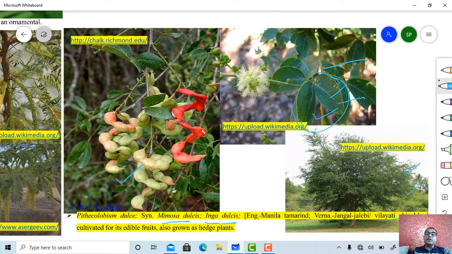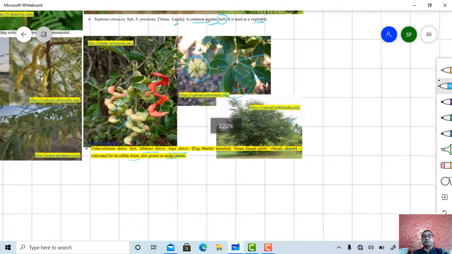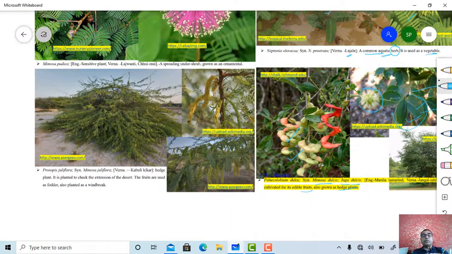Then just see about the inflorescence, how it looks like, and these are the fruits which are present in Pithecolobium dulce. So this plant is cultivated for the edible fruits and also grown as a hedge plant. Just see the next plant.